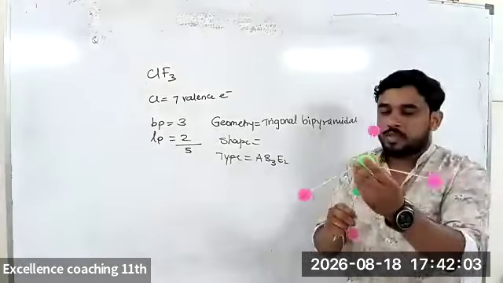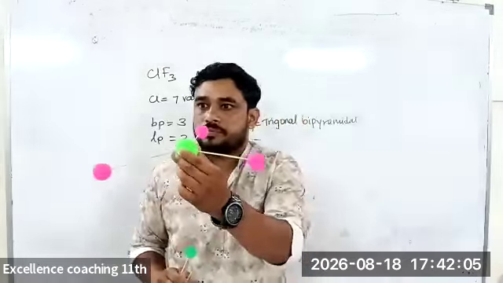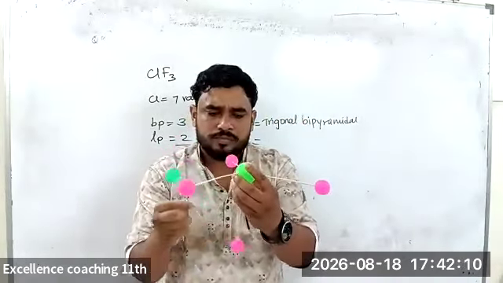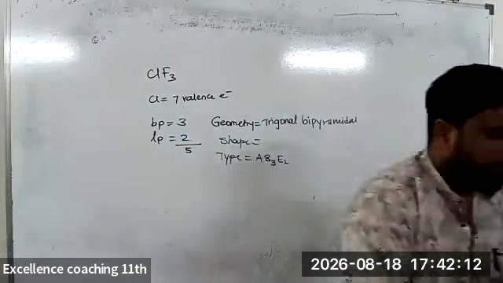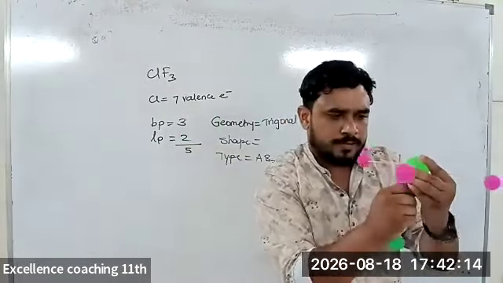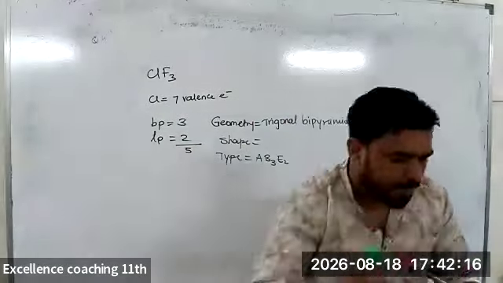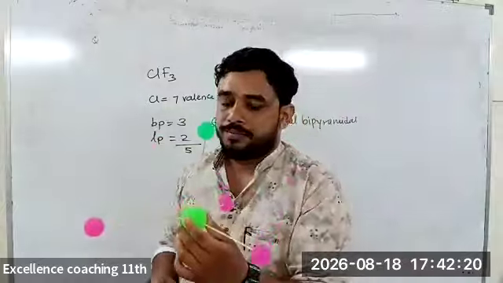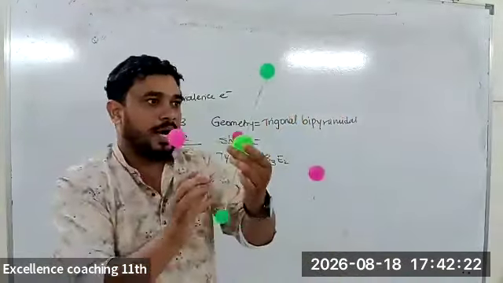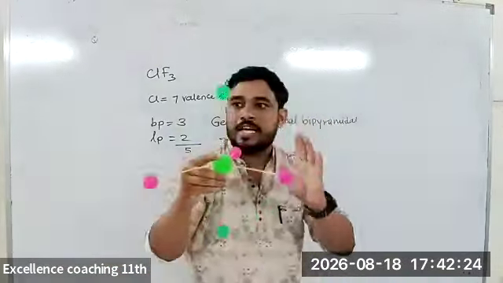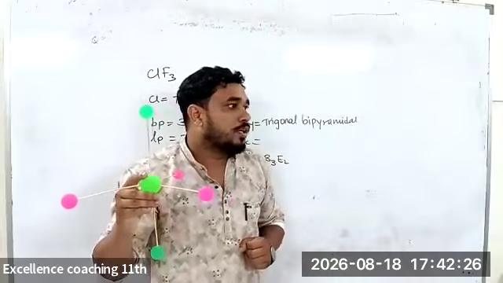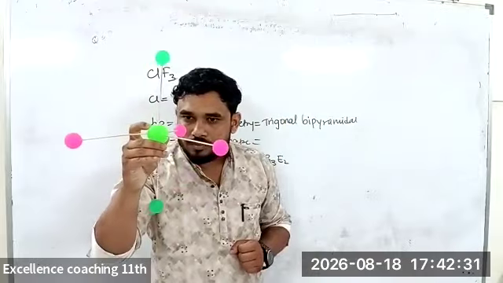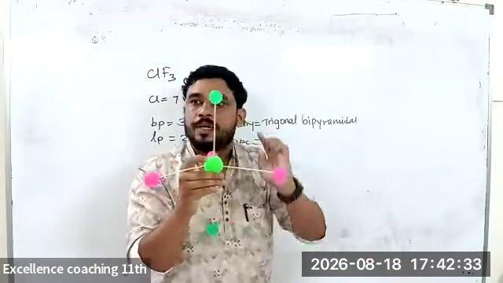I will keep like this 3 fluorines. I'm just giving an example. One I will keep it here like this, and another one I will keep it like this. This is one possibility. Trigonal bipyramidal. So green colors are my lone pairs. Pink ones are the fluorines. Okay. Now, how many lone pair bond pair?